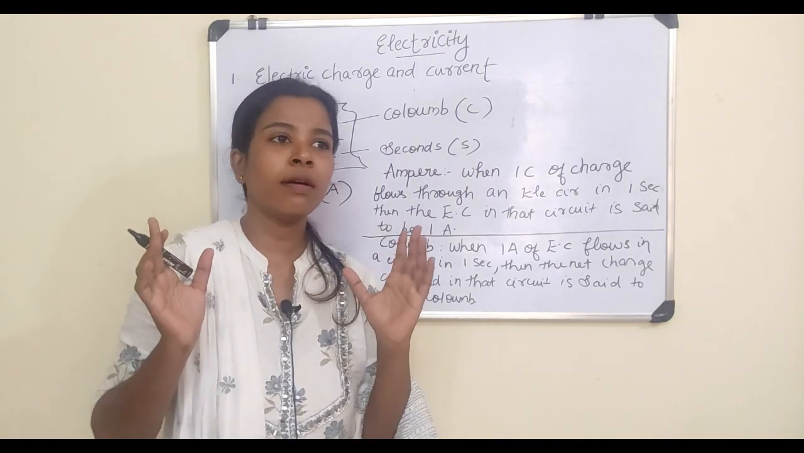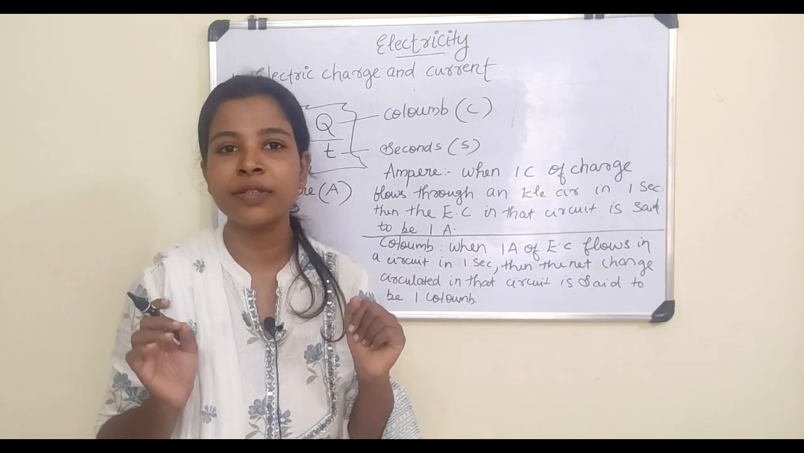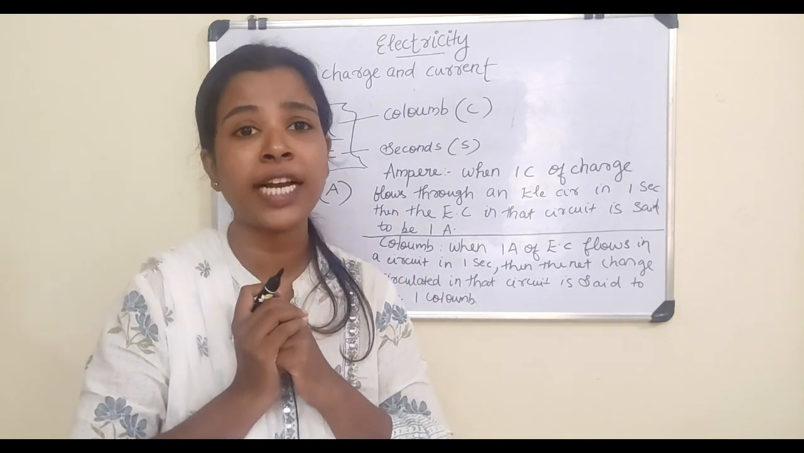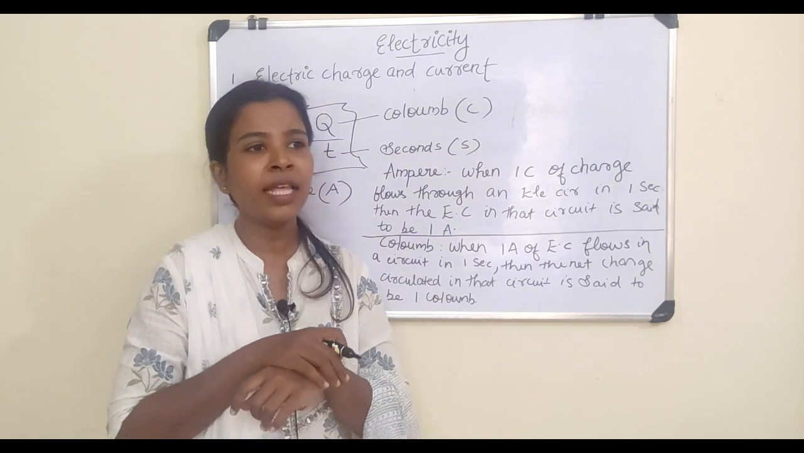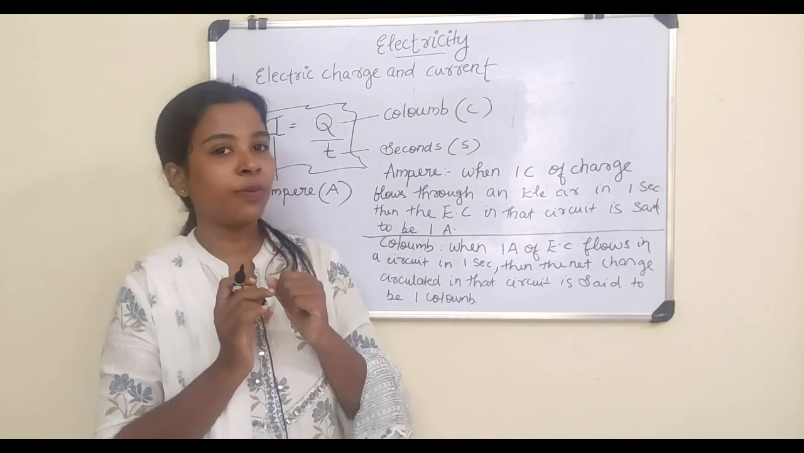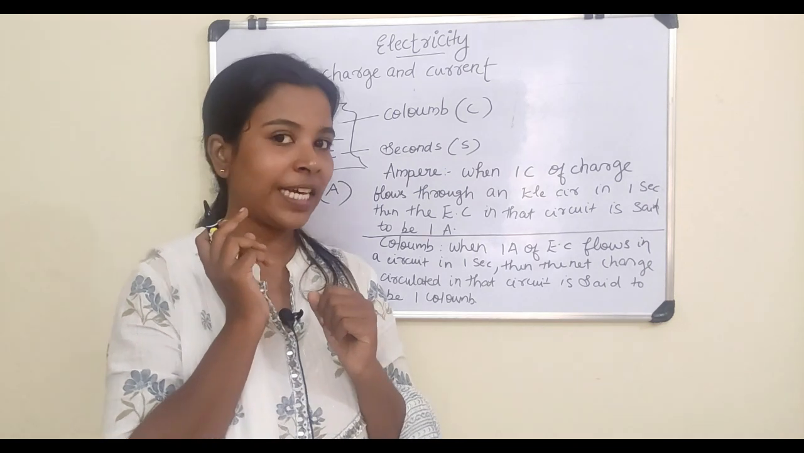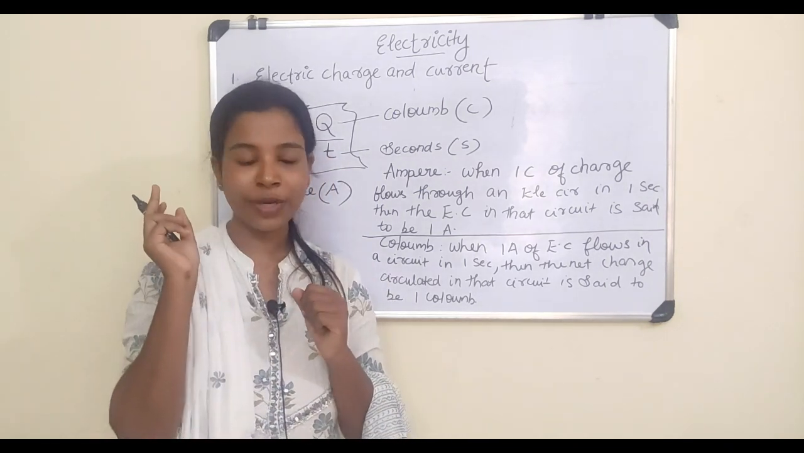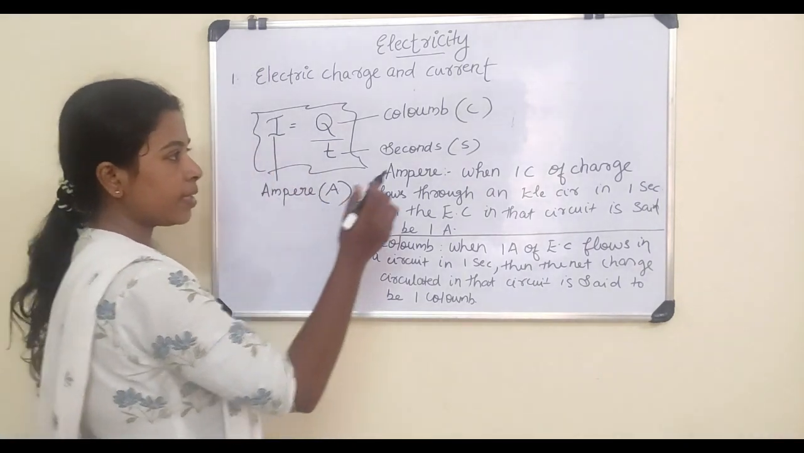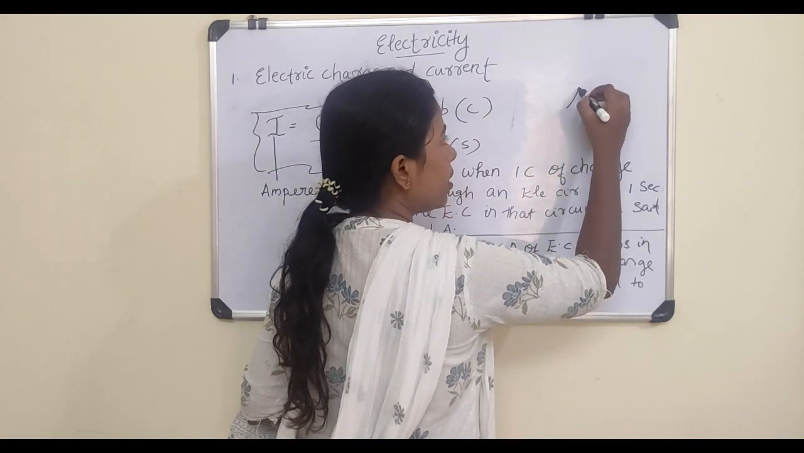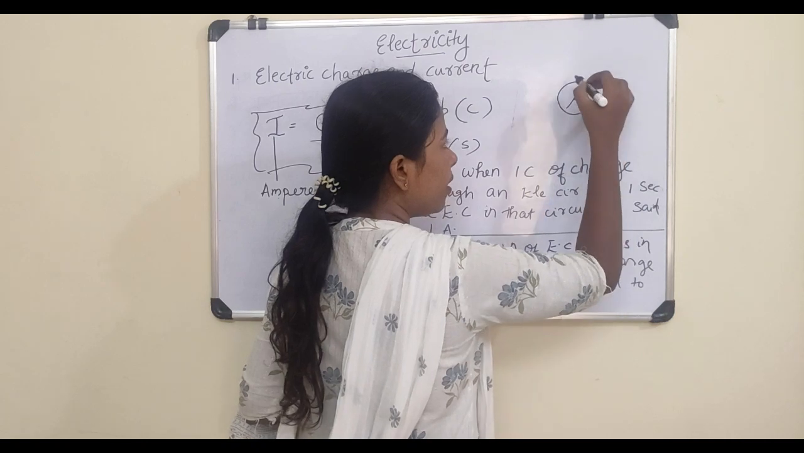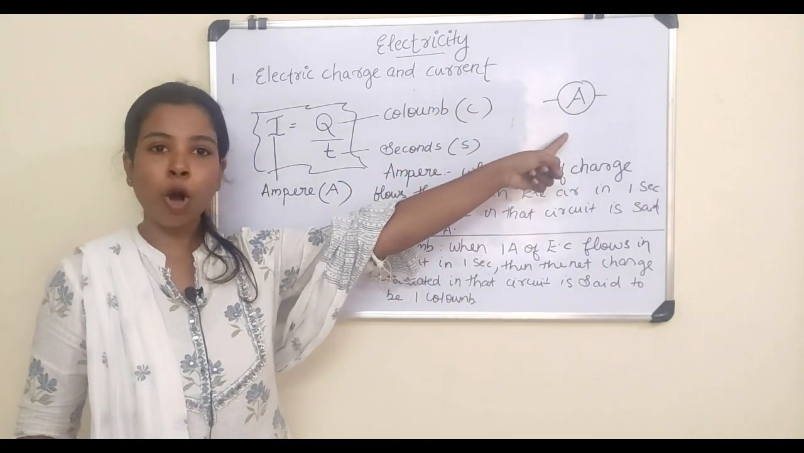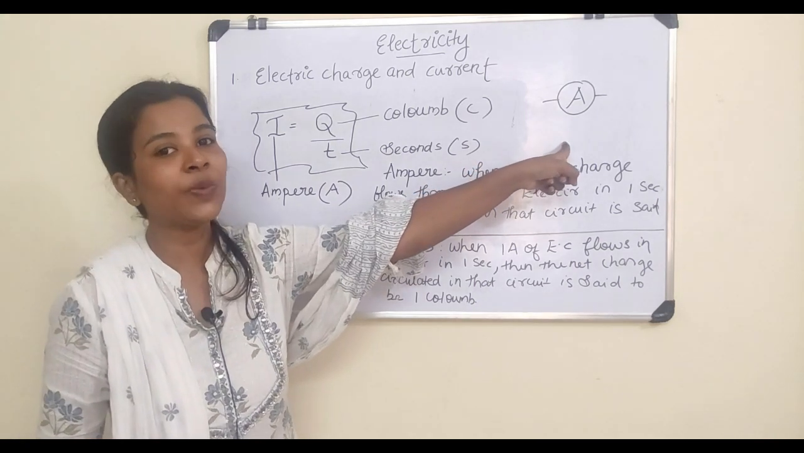What is the instrument that is used to measure electric current in a circuit? See, if you want to measure time, you have a watch. Like that, there is one instrument that is used to measure the electric current in a circuit. That is known as an ammeter. It is denoted by this symbol. This ammeter is always connected in series with a circuit.